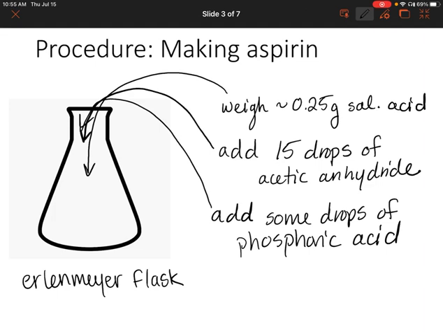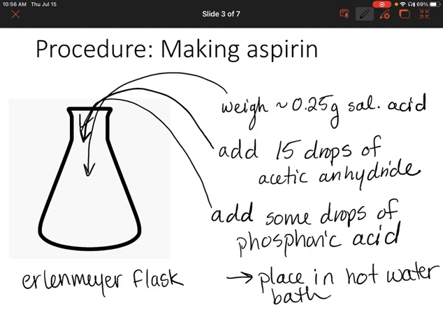Now, once everything is in the Erlenmeyer flask, we need to make sure that it reacts. So we're going to add some heat by placing this in a hot water bath. After about 15 minutes, everything should have reacted and dissolved in the Erlenmeyer flask. So we'll remove it from the heat, and then we want to try to initiate crystallization of the aspirin. So we're going to add some cold water to the mixture in the Erlenmeyer flask to try to initiate crystallization. We'll also place the Erlenmeyer flask in a cold water bath or ice bath to ensure crystallization of aspirin.